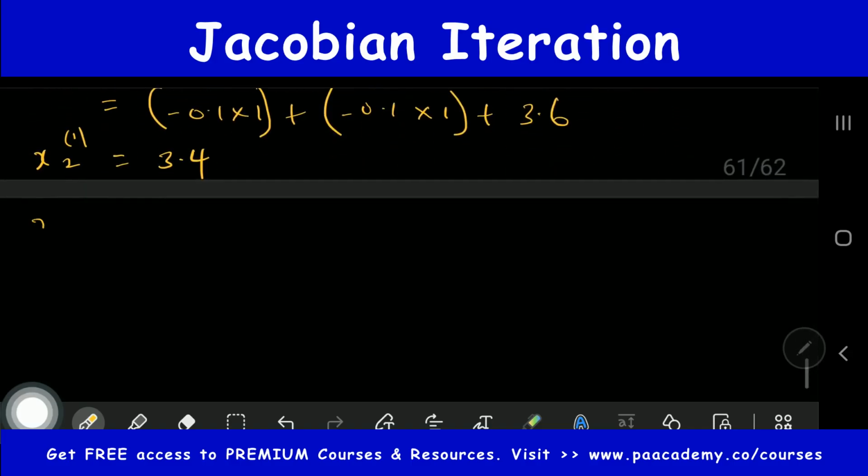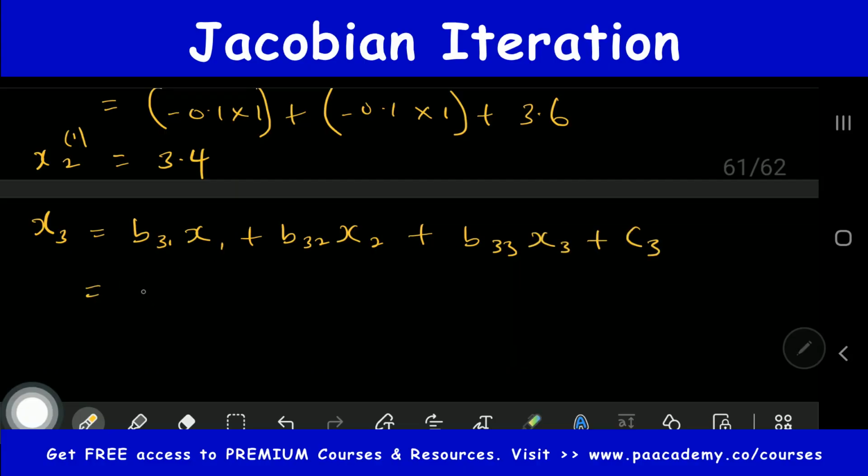So for x3, remember we are still doing the first iteration, so x3 is going to be b31 x1 plus b32 x2 plus b33 x3, then plus c3. Okay, so our b31 is 0.1 times our x1, which will still maintain 1, plus b32 is also 0.1 times our x2. Now you are not going to be using this 3.4.